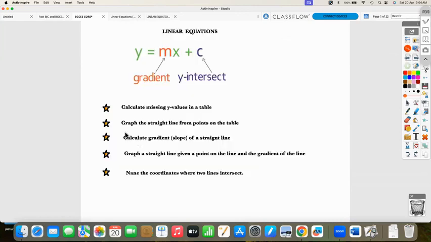So if we have an equation that says y equals minus 2x plus 4, without calculating, this number here is the gradient, that is the slope of the line. And this number here tells you where it will cross the y-axis. So basically, you will see equations like that.